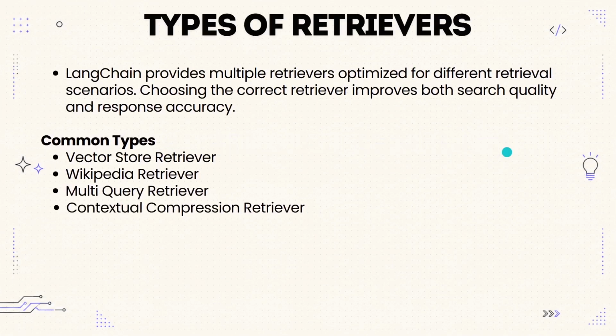Now let's understand the types of retrievers. LangChain provides many different retrievers. Some of the most popular ones are vector store retriever, Wikipedia retriever, multi-query retriever, and contextual compression retriever, and each one solves a different problem. Let's understand them one by one, and by the end of the video, I will be showing you a demo of one or two of these retrievers. The others work the same way, but I will be covering the most commonly used retrievers today.